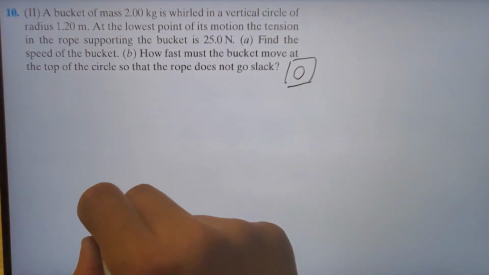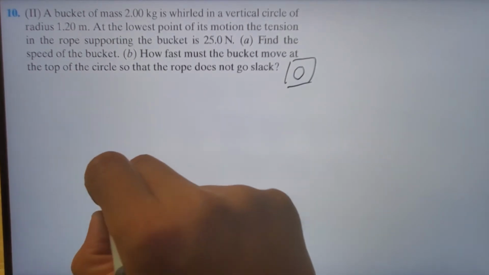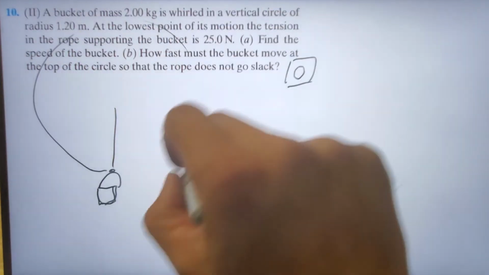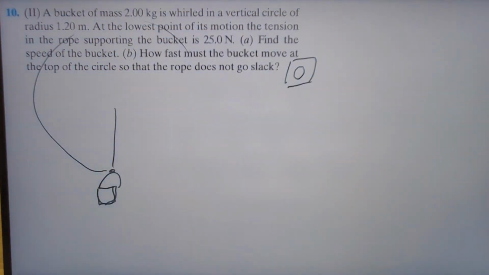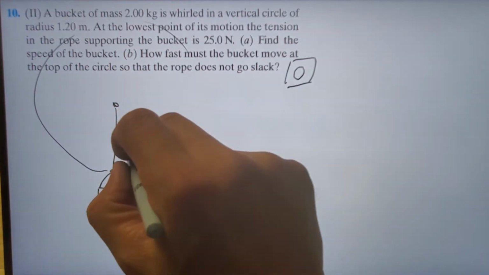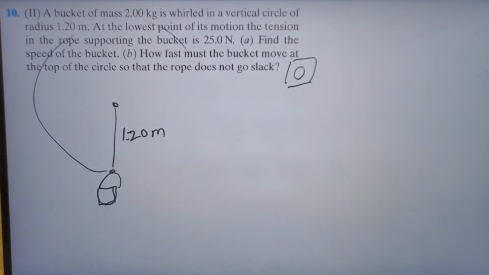Okay, so a bucket of mass 2 kilograms. I have a bucket like this, hanging with a wire. It's going round and round like this. The radius over here is 1.20 meters. So you swing it round and round.